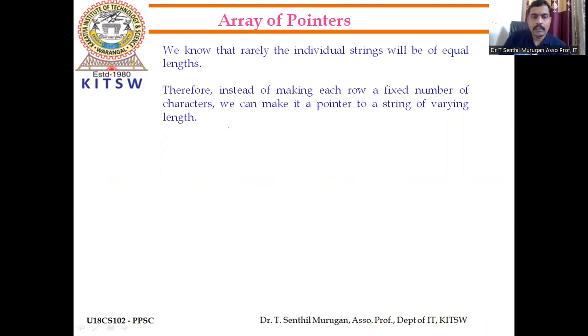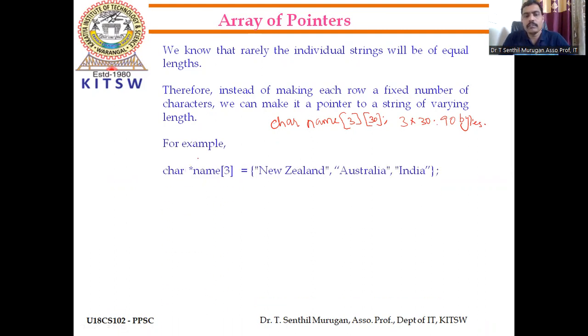Normally, if I declare a char array to hold strings, for example names, say we give 3 names and each name has 30 characters. How will the memory be created? 3 into 30, 90 bytes it will take. Instead of that, the memory should be created according to how many characters there are. For that reason we are going to use pointers. So how will we create it?